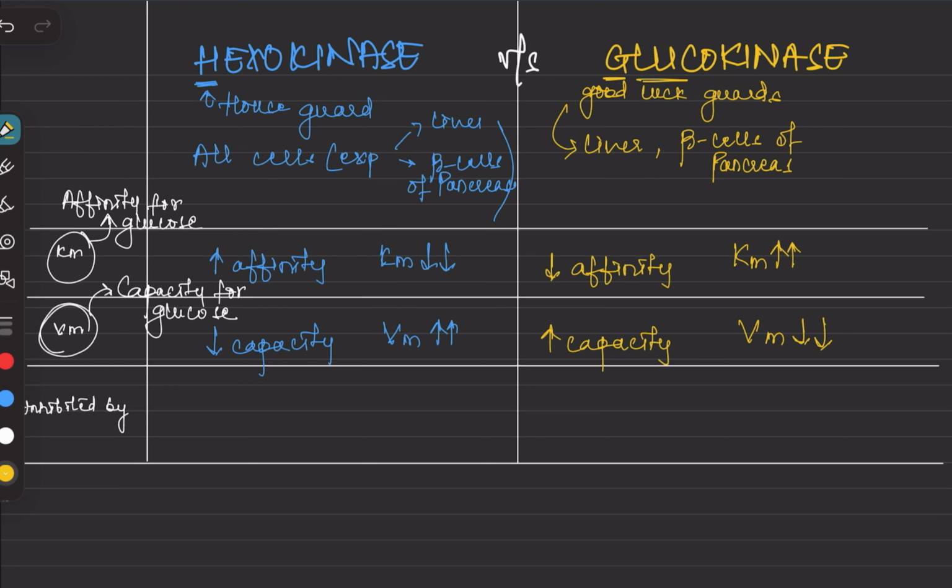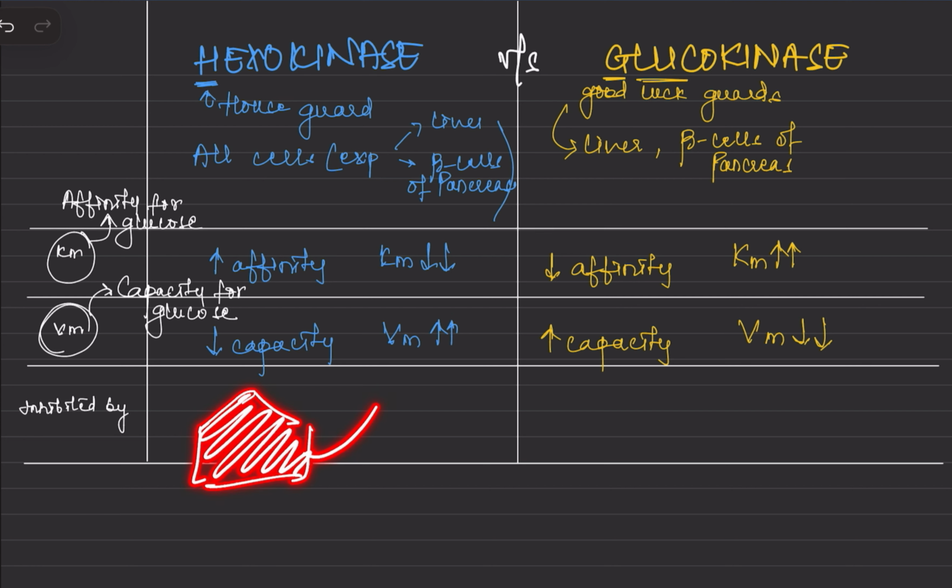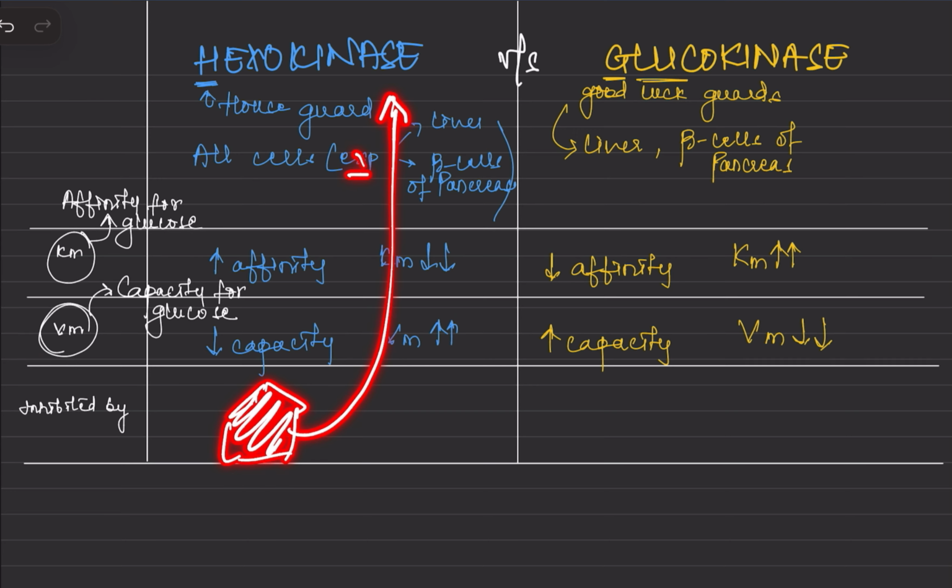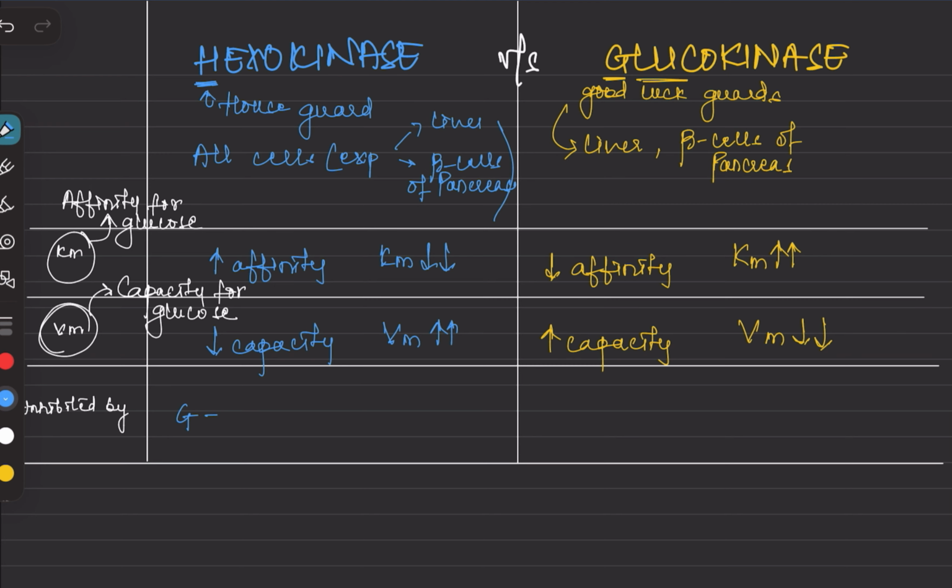Now, what inhibits these enzymes? So hexokinase is inhibited when there is too much glucose 6-phosphate such that your houses are full, correct? As the analogy stated, if the house is fully occupied with glucose 6-phosphate, hexokinase will get inhibited and it will stimulate your glucokinase. So when your houses are saturated, hexokinase is inhibited because glucose 6-phosphate has completely occupied the house. Hence, glucose 6-phosphate inhibits your hexokinase. Now let's talk about glucokinase.